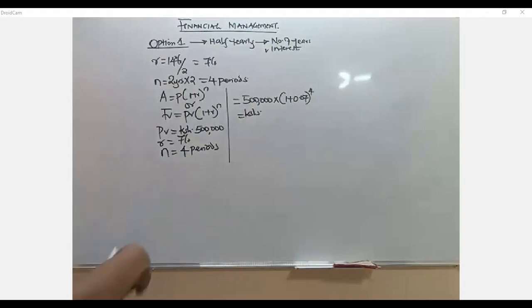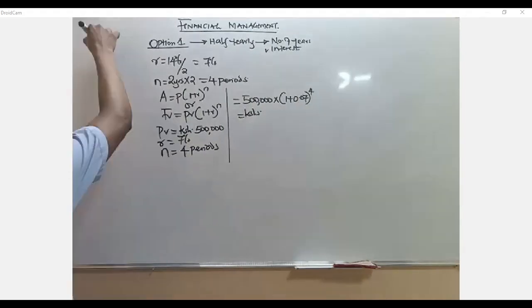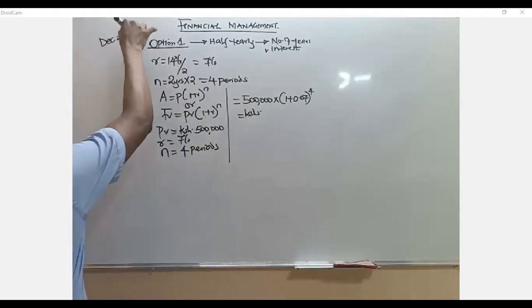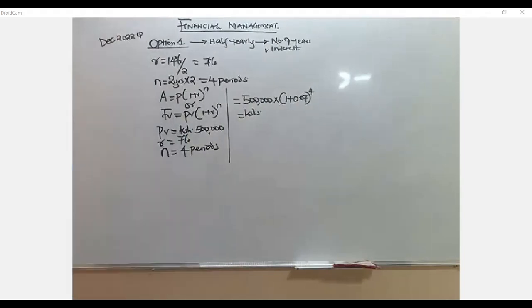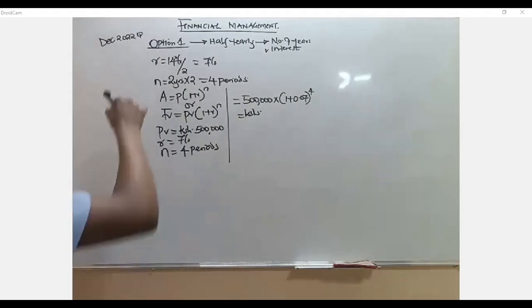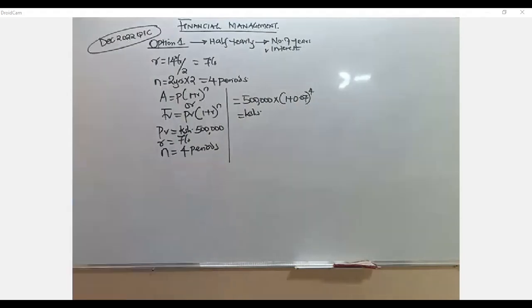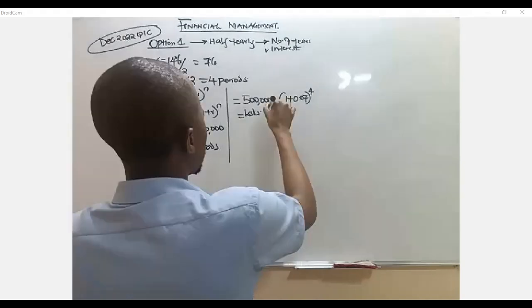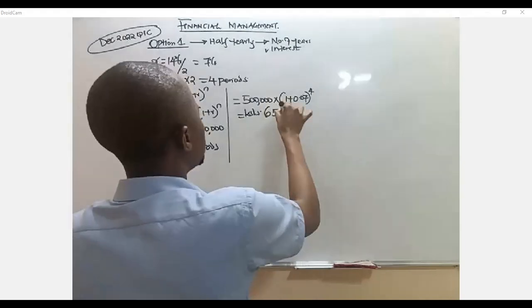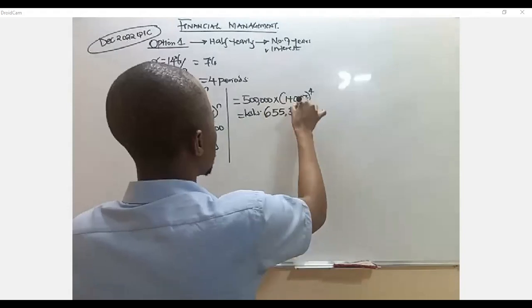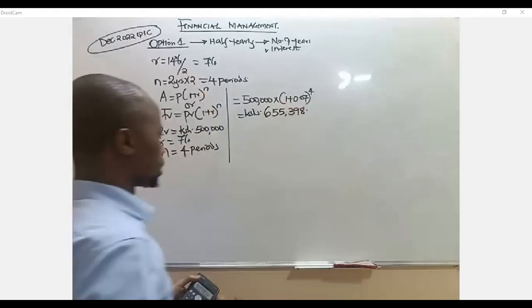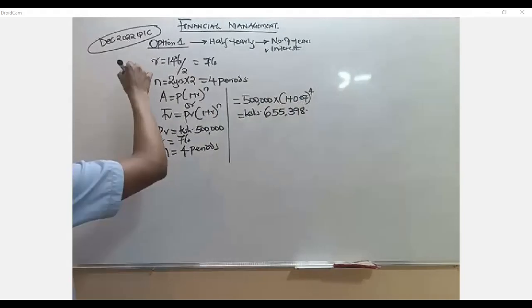I know I have not written the question. The question is December 2022. It should be question number 1C. Question 1C. That is the question we are tackling tonight. So it will be 1.07 raised to power 4. Then we multiply by 500,000. The amount you are getting here is 655, right? 398. Let us go to option 2, because this is option 1.